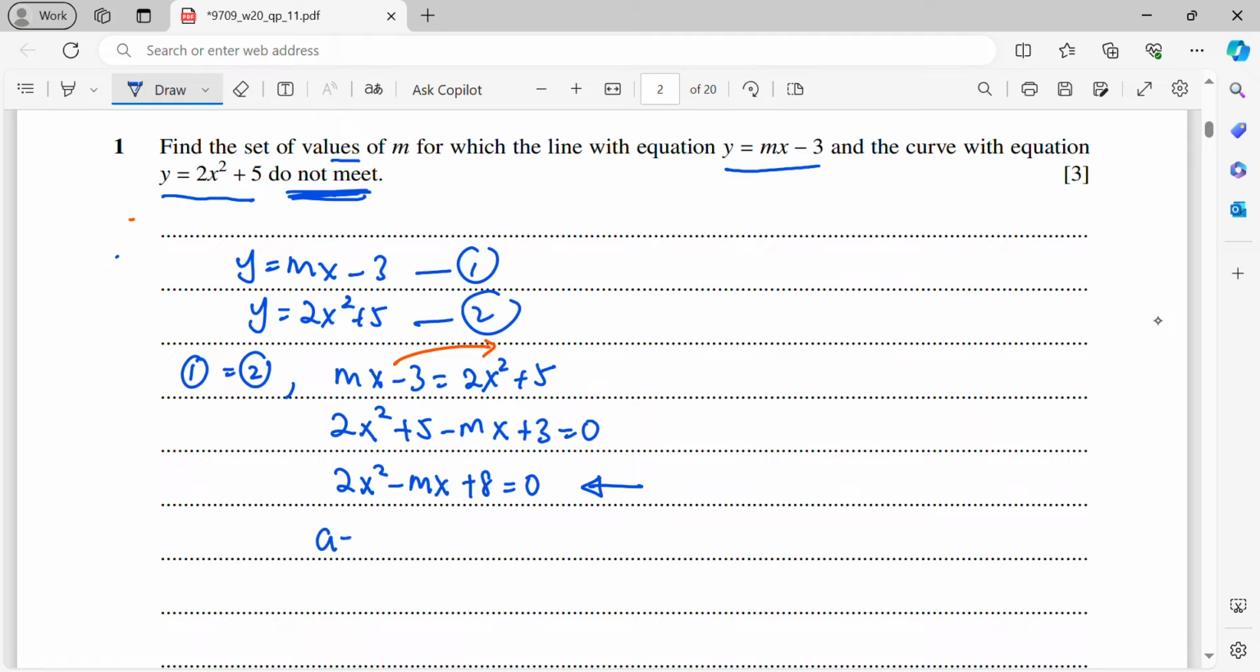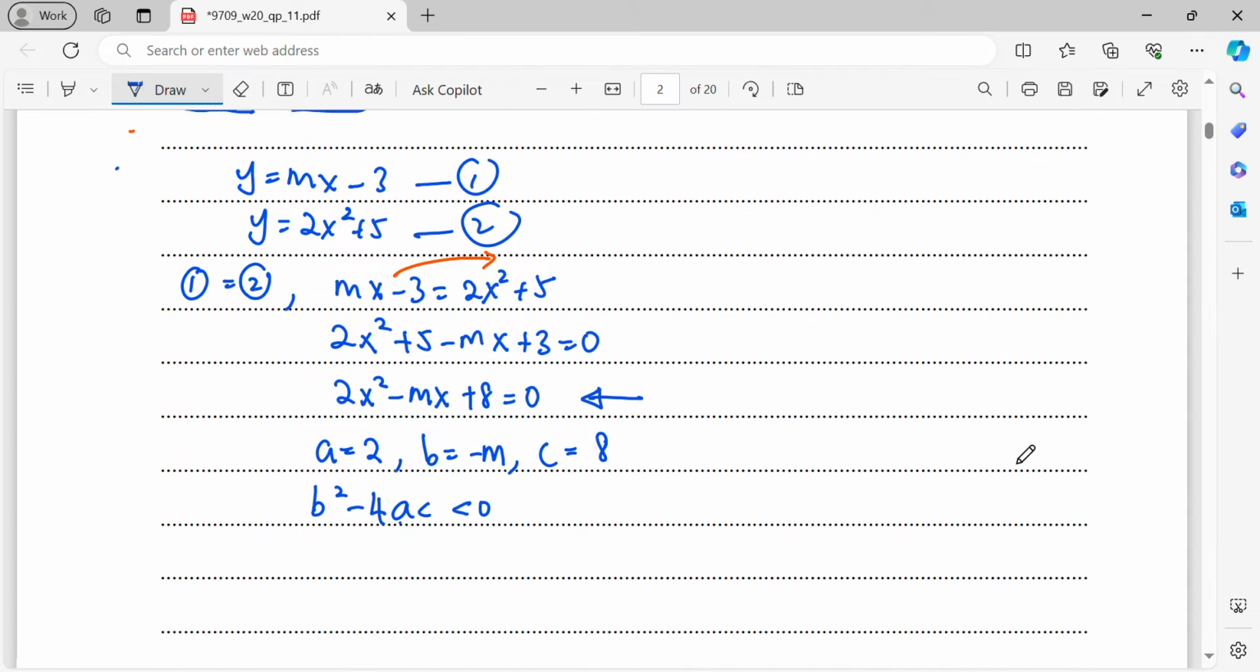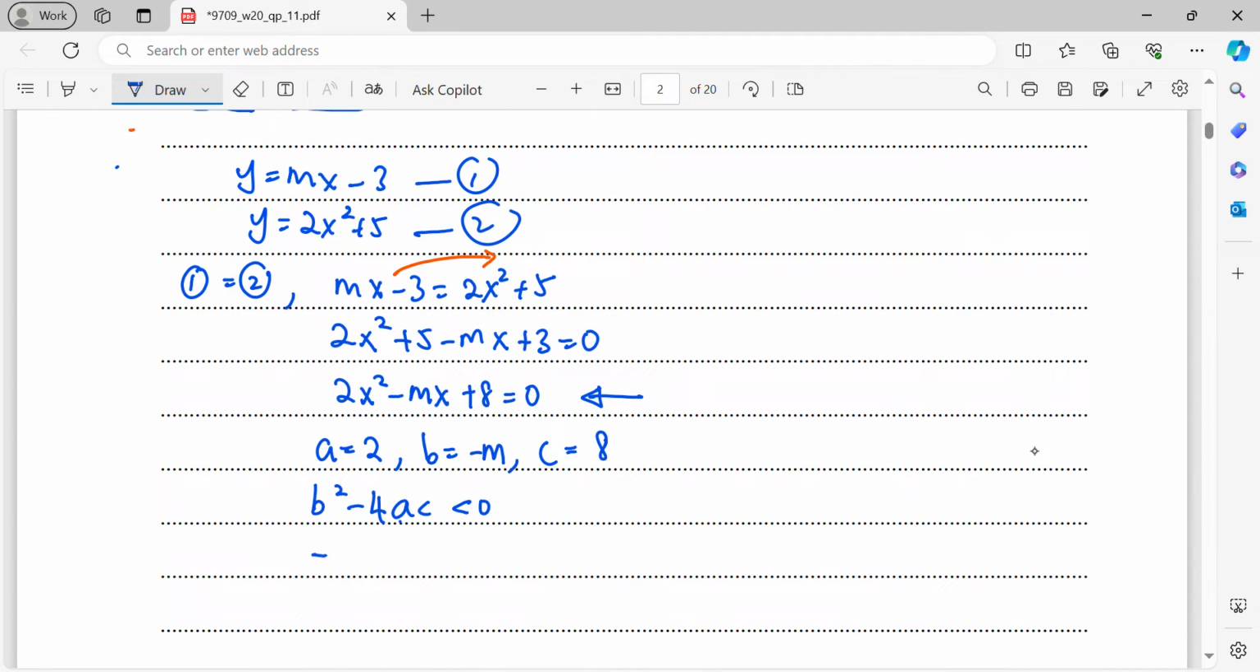So now my a is 2, the coefficient for x squared. My b is the coefficient for x, which is minus m. And then the c is the constant, which is 8. So now use the discriminant method: b squared minus 4ac less than 0. From here, just replace the values and you will be getting this inequality. Then I will be getting m squared minus 64 less than 0.